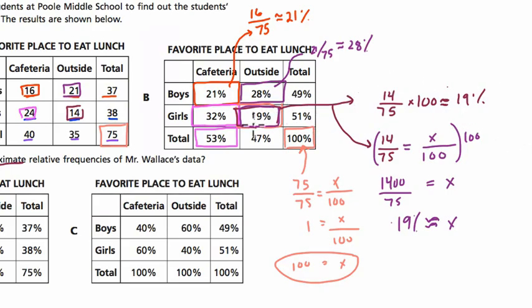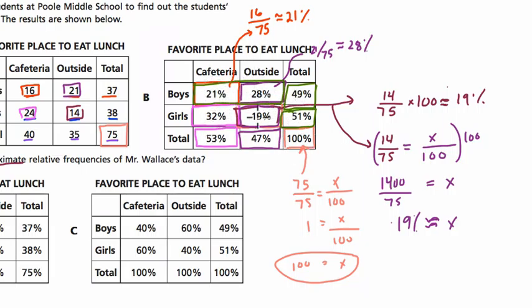And then to fill it in from there, we've got 47% here. Why? Because that tells us the total amount that like to go outside. This column is right here. We can also read by rows. If you add the total amount of boys for cafeteria and outside, you get 49%. It tells you 49% of the population are boys. If you read this row right here, 32 plus 19 is 51. 51% of the population are girls, and that's where the two-way frequency comes up.